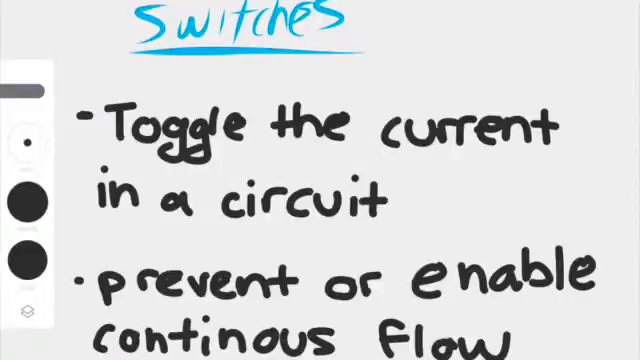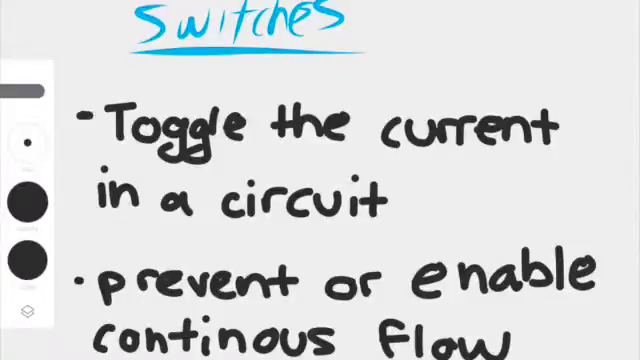So a switch toggles the current in a circuit. It's another way to create an opening in a circuit so that you can toggle whether you want the current to flow through or not. And that goes to my other point too. It prevents or enables continuous flow of electricity.